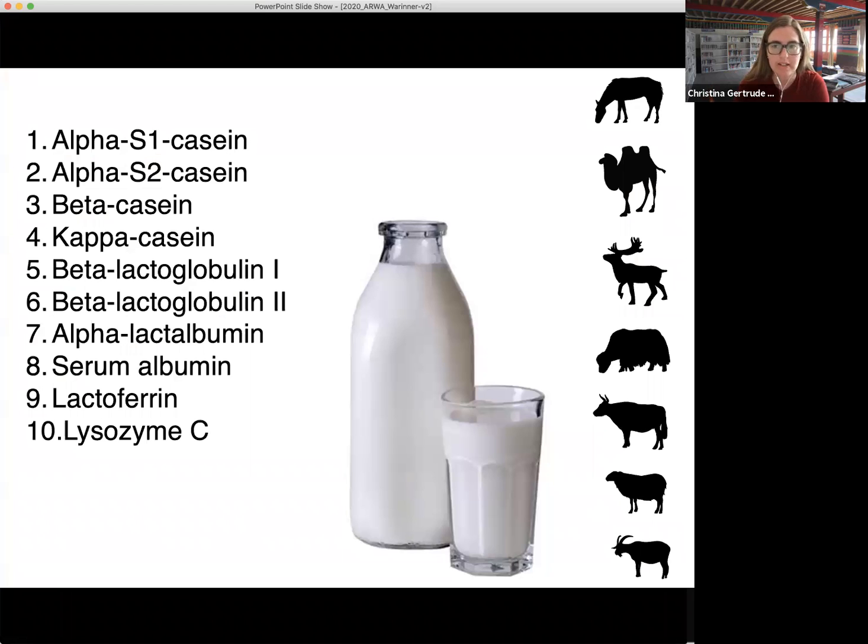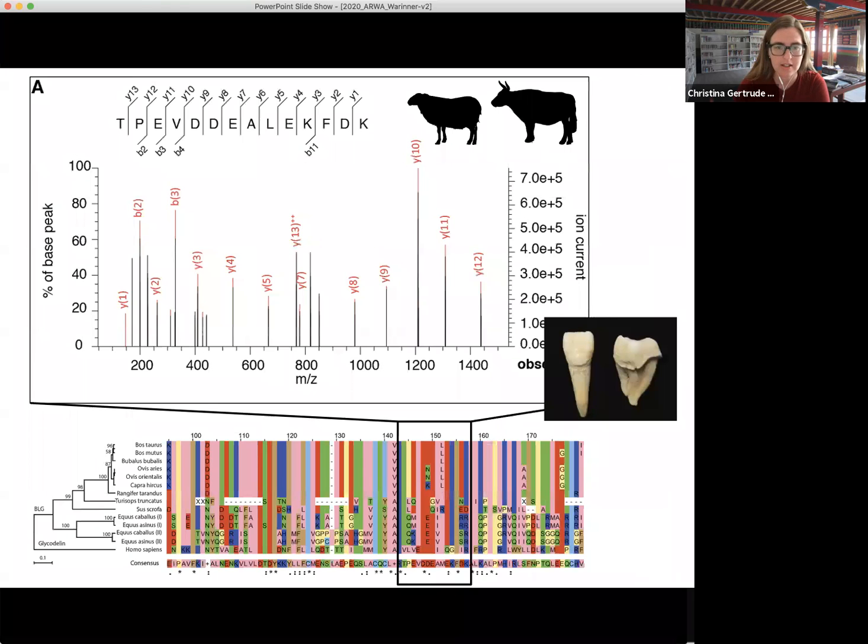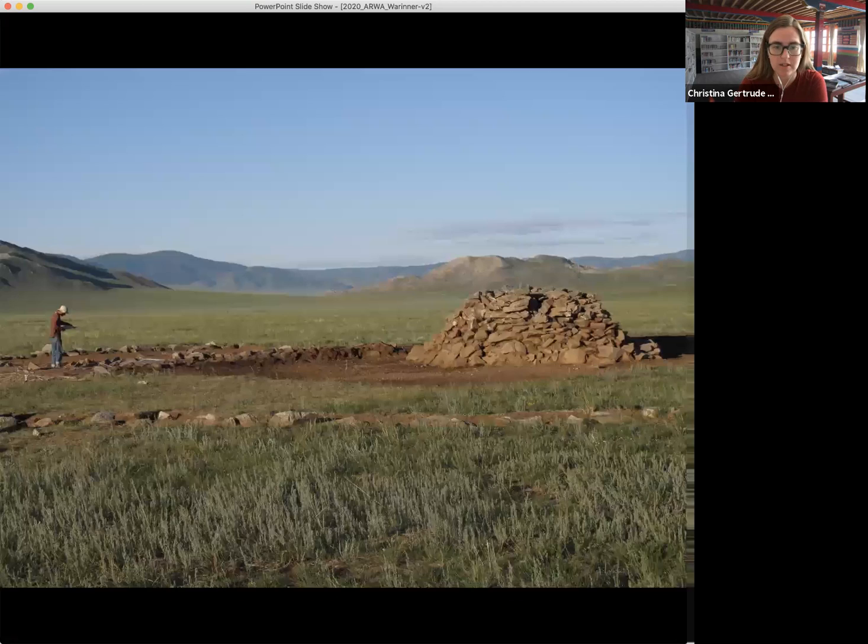Now, milk itself has many proteins in it. These are just some of them. And so we wanted to know if we could find any of these. And one in particular called beta-lactoglobulin is one that we find preserves very well in calculus. And what's useful about it is the sequence of it is different between different species. And so it allows us to reconstruct which type of milk, which livestock milk might have been consumed.